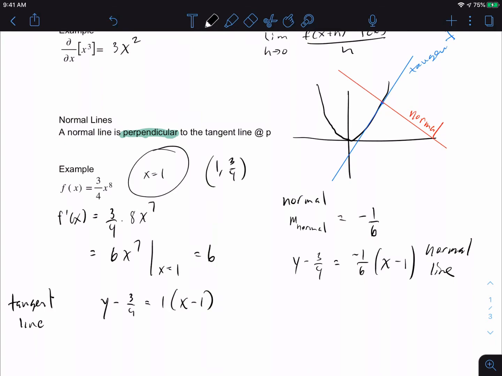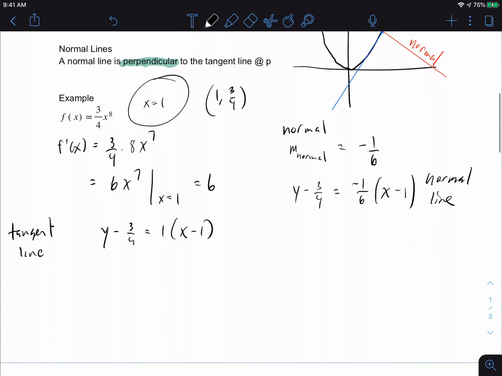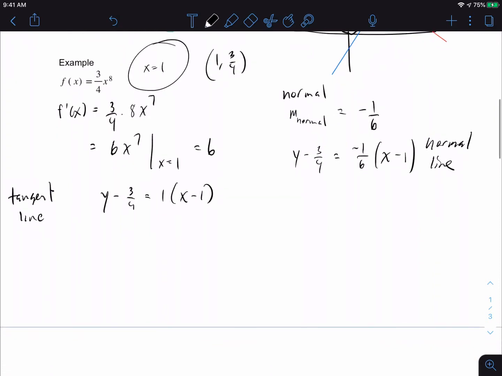Okay. Do you want me to make another one for you guys to try? Sure. Okay, no worries. So here's another example. Give me any equation you want. I don't care.